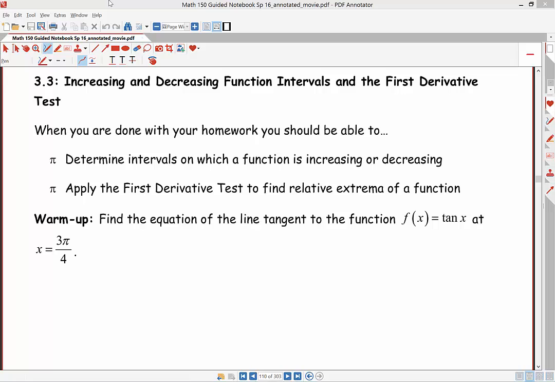Today we'll be covering section 3.3 from the Larson and Edwards Calculus text.